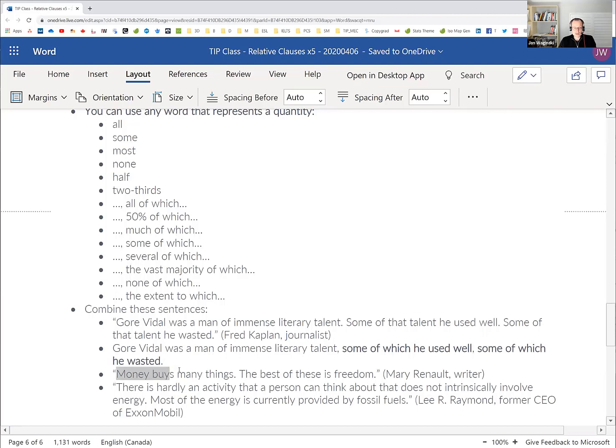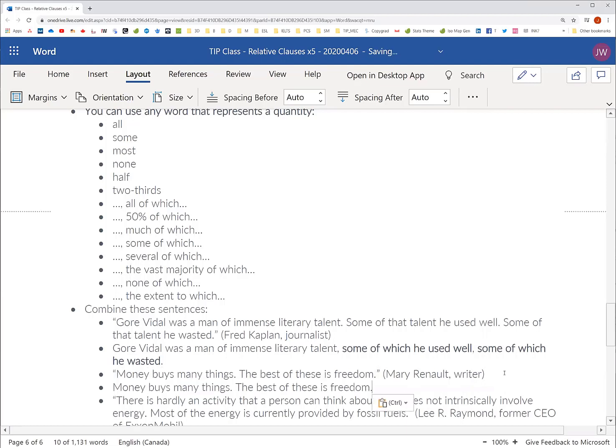All right. Money buys many things. The best of these is freedom. Money buys many things, the best of which is freedom. That's it. Very nice.